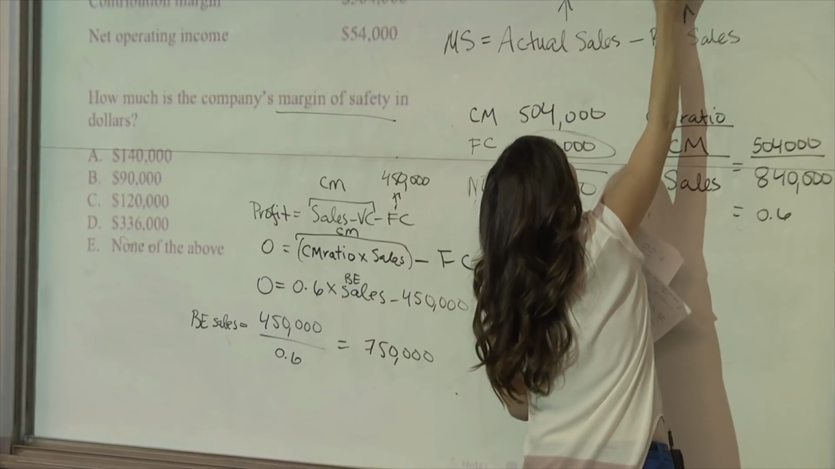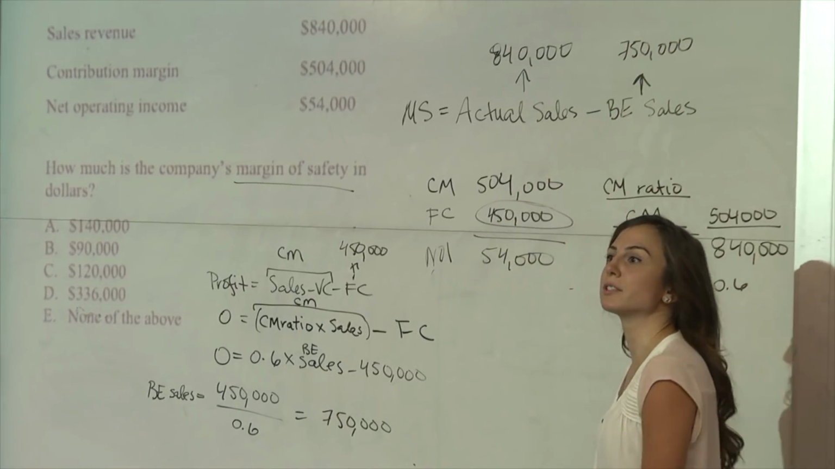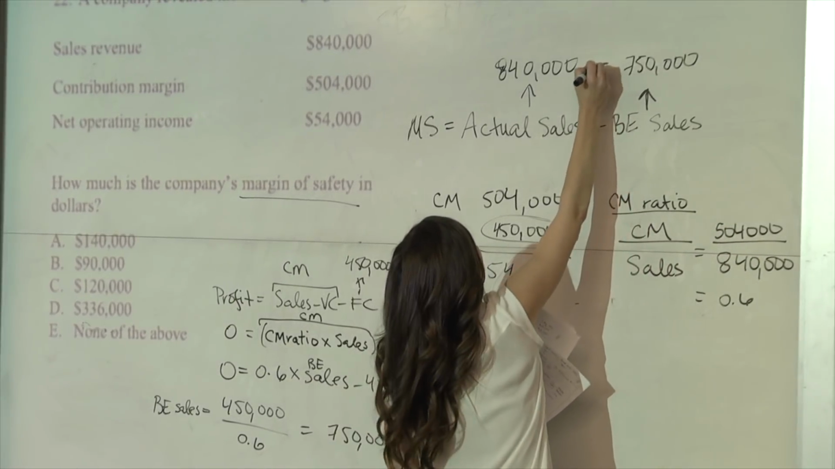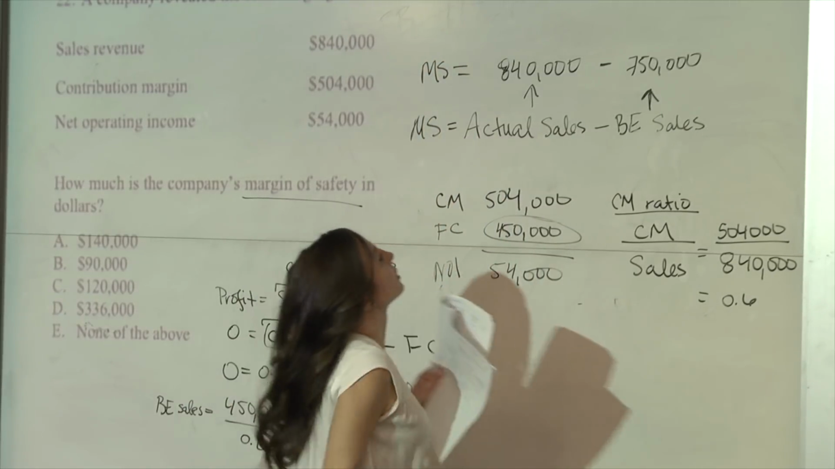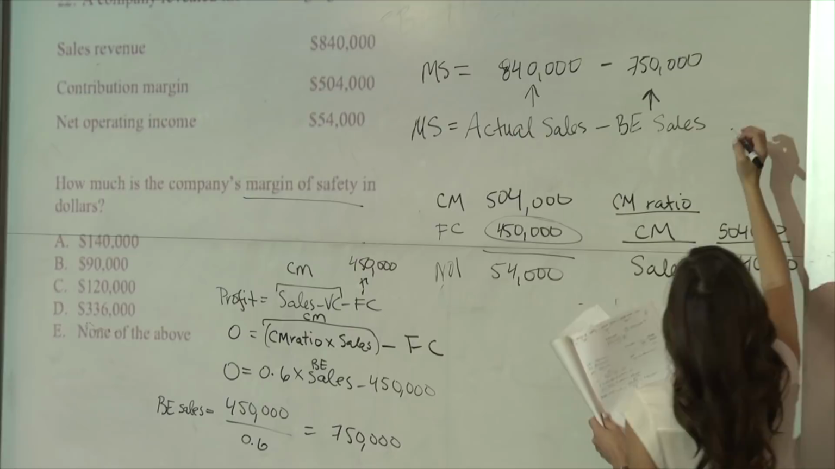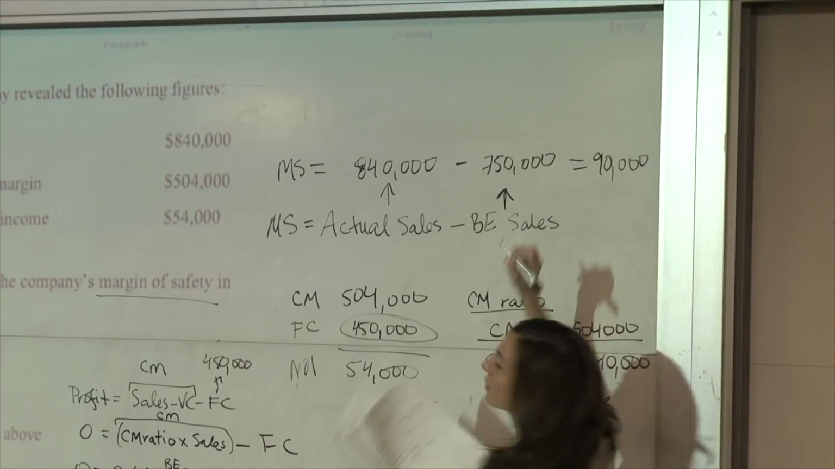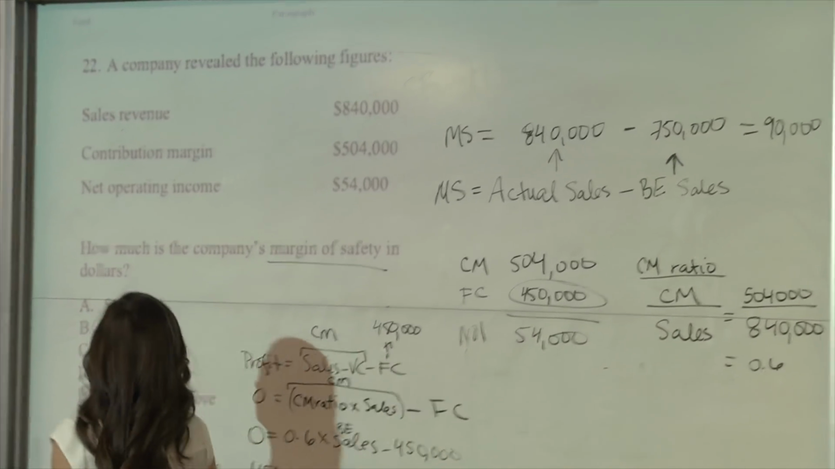And now we have both components that we needed to calculate the margin of safety. If we subtract the break-even sales from our actual sales, then we'll get a margin of safety of $90,000. And that's choice B.